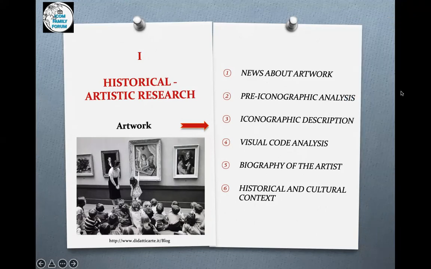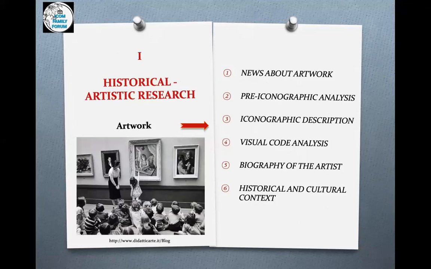Well, the third step is iconographic description. So the meaning of the artwork, the meaning that the artist wants to transmit in the artwork. So I don't know if we see a nativity or if we see a lamentation. What is the meaning, the iconographic meaning? Well, the next step is visual code analysis.